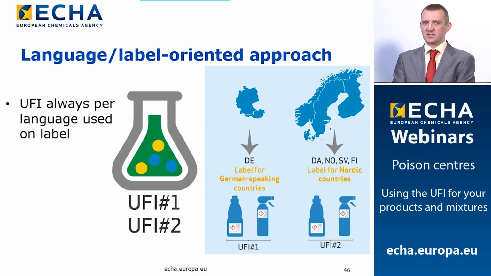In the example you can see, the mixture got 2 UFIs, UFI 1 and UFI 2. First, we have an example of a label in one language only that covers more than one country. This would be the label in German language for products that are marketed in Germany and Austria. This label gets UFI number 1. The other scenario is the multilingual label for products marketed in Nordic countries. The label is in Danish, Norwegian, Swedish, and Finnish, and this label got UFI number 2.